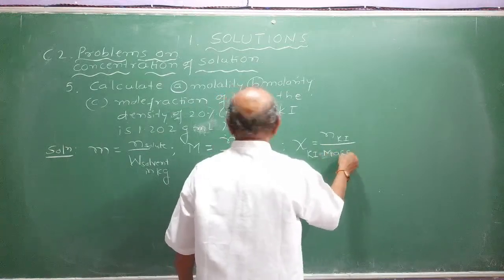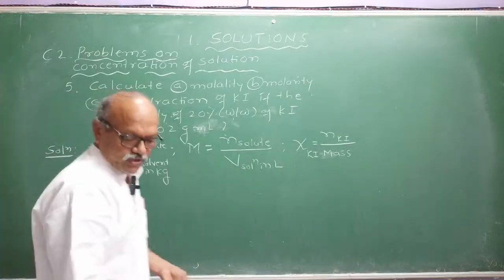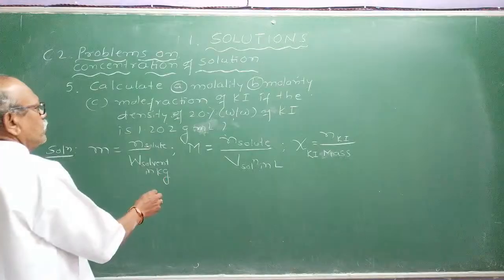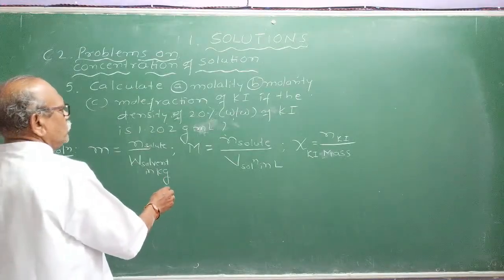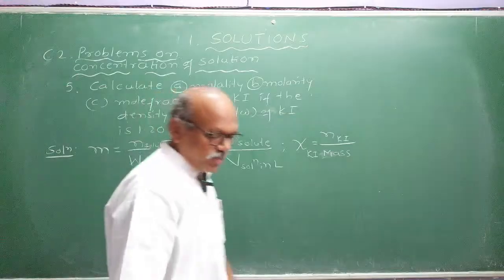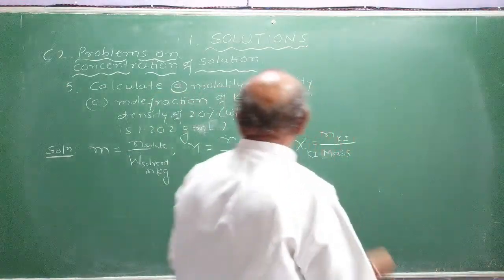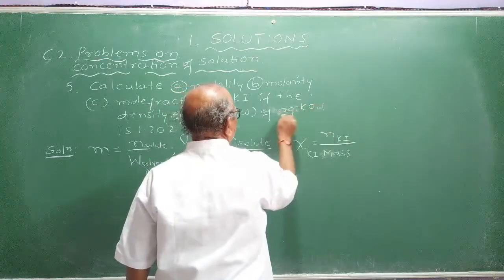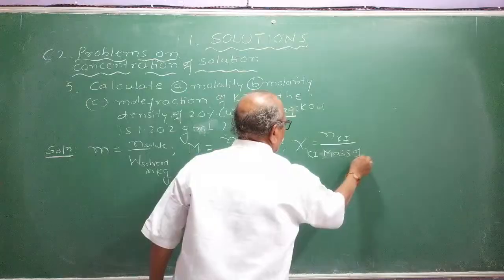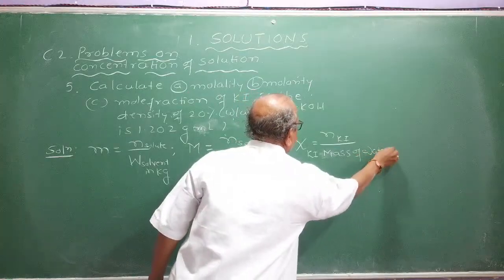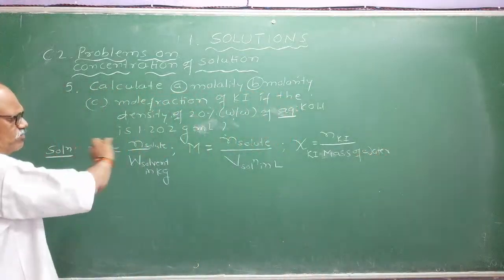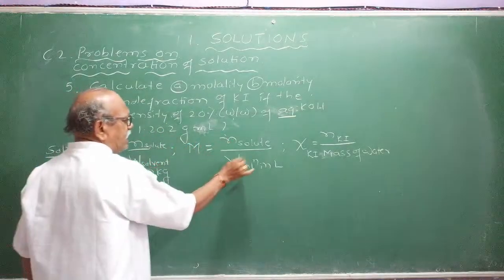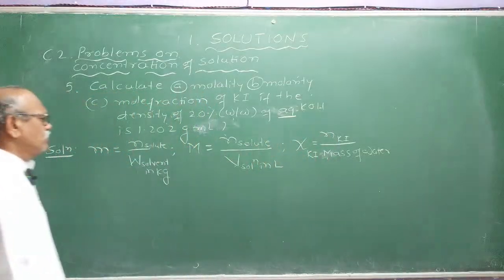What is the solvent here? They have said that it is aqueous solution. What do you mean by aqueous solution? Mole fraction of 20% by mass of aqueous potassium iodide. Whenever aqueous is there, the solvent is water. First of all, you must know the formula correctly, and according to the formula, you must go on collecting this information, then you can find it.